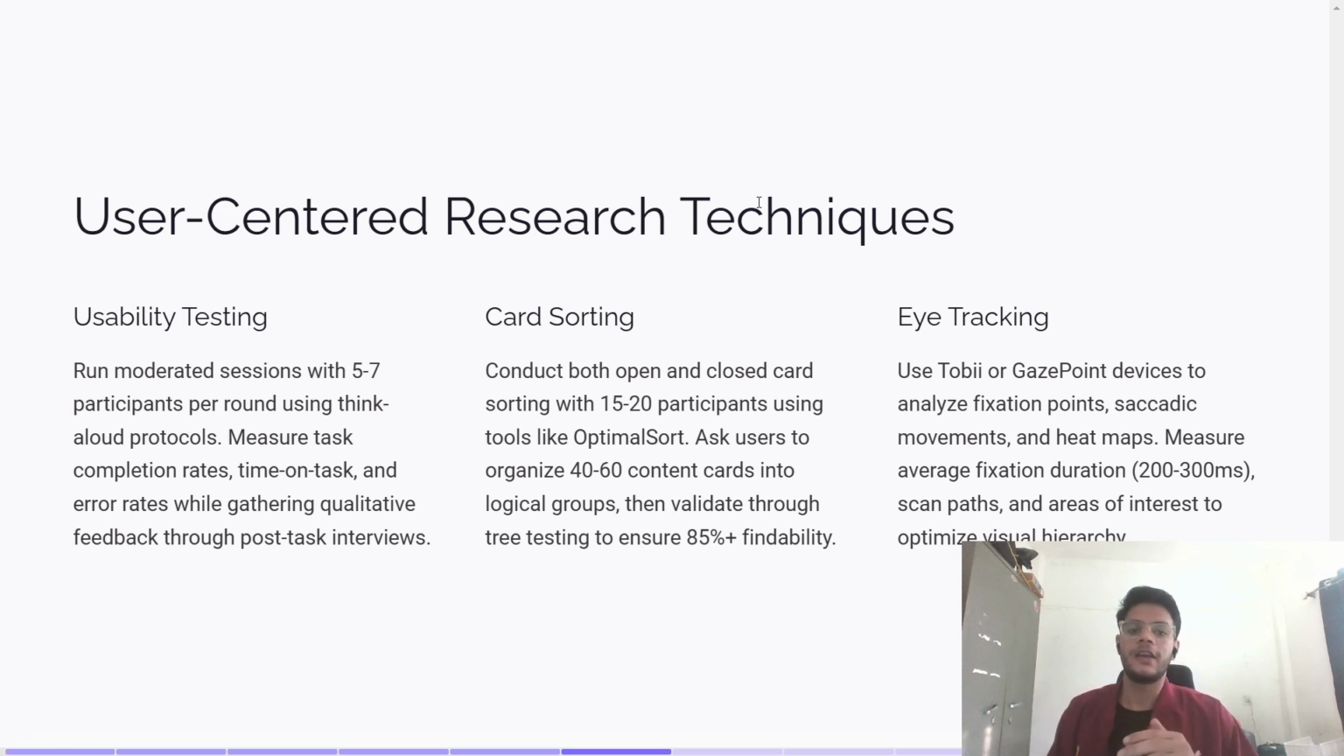Eye tracking: use Tobii or Gazepoint devices to analyze fixation points, saccadic movements, and heat maps. Measure average fixation duration, which is 200 to 300 milliseconds, scan paths, and areas of interest to optimize visual hierarchy.